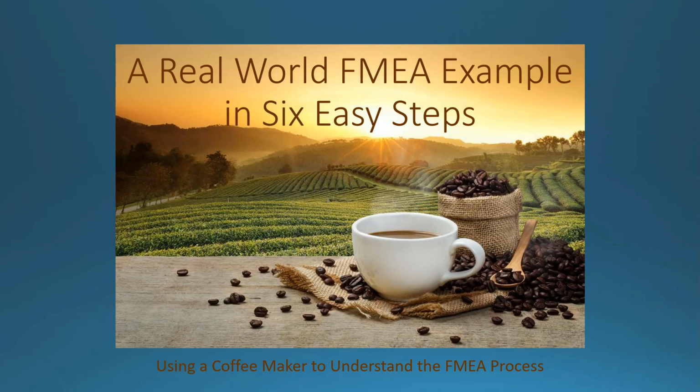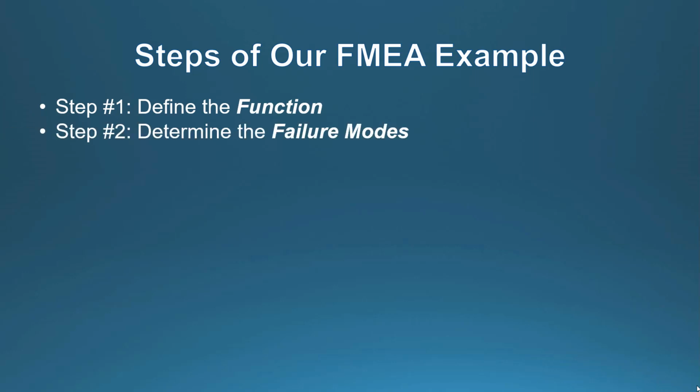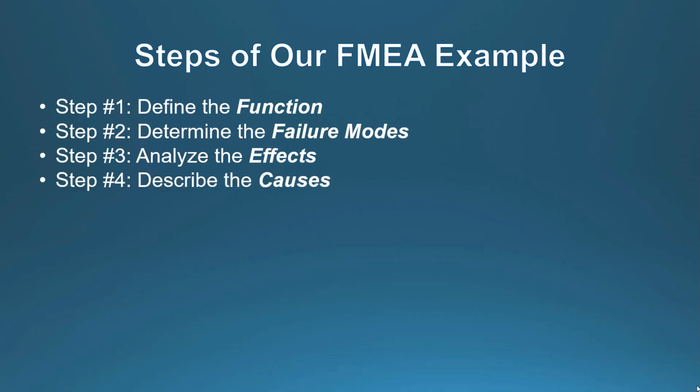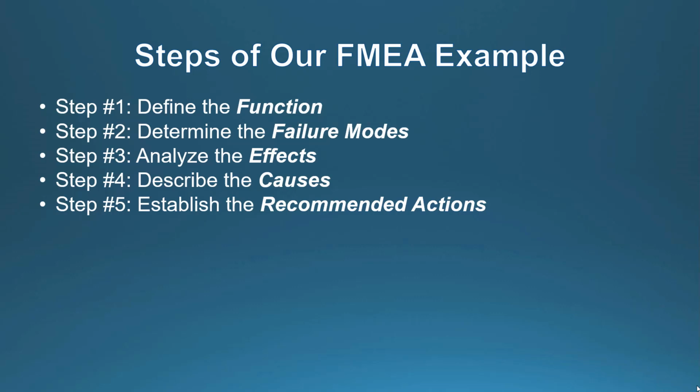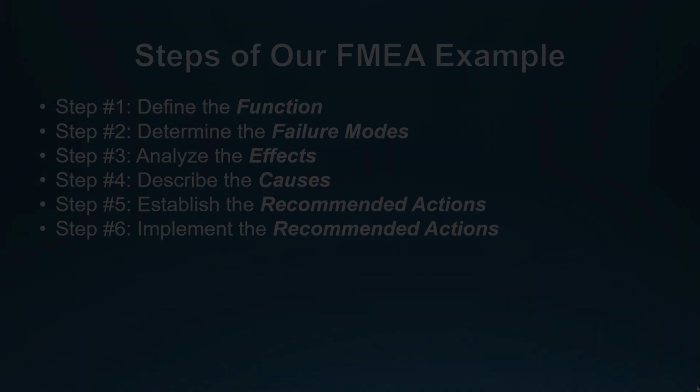In this example, we will see how design FMEA can be applied to a very critical function of your coffee maker, dripping hot water onto the coffee grounds. The basic goal for our FMEA will be to analyze how this function can fail and what we can do to mitigate that failure. To do this, we're going to define the function, determine the failure modes, analyze the effects, describe the causes, establish the recommended actions, and implement the recommended actions. We will review each step in detail.